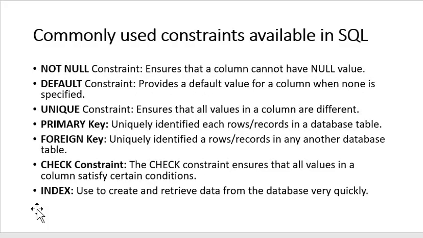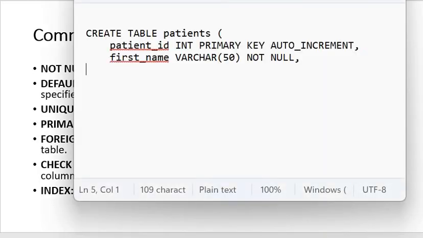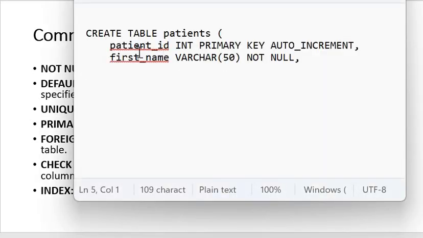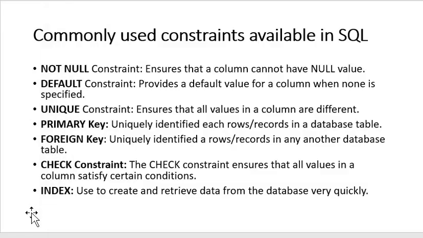So these are some of the constraints that are available in SQL. Not null, which is what we used here, which means we are not accepting empty values in our database. Primary key, I think we have used this one as well. We used it in defining the patient ID as the primary key, which means it has to be unique. So we'll be using this as we go forward.